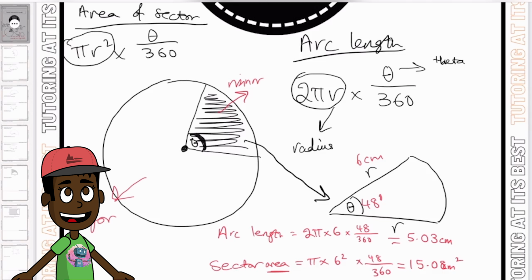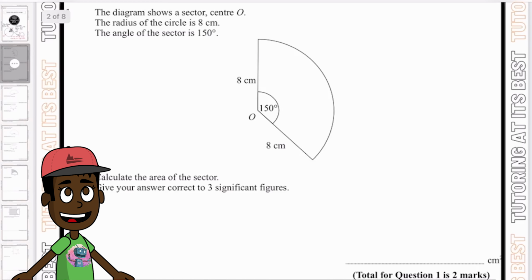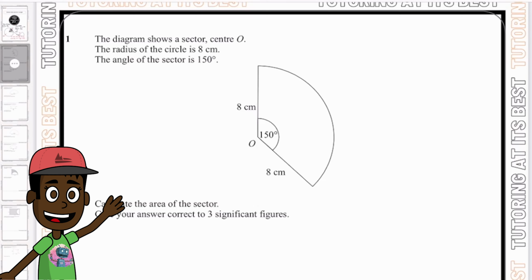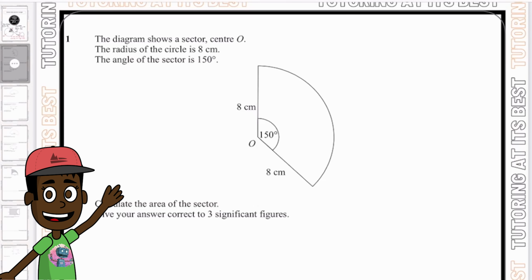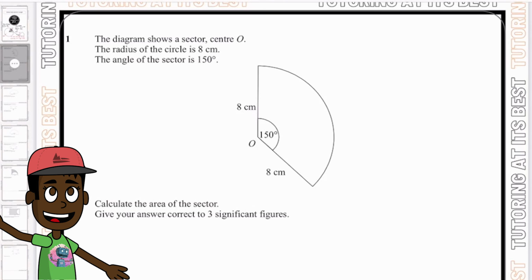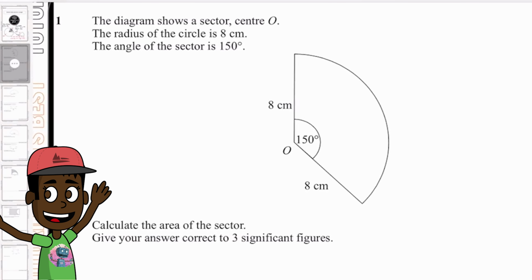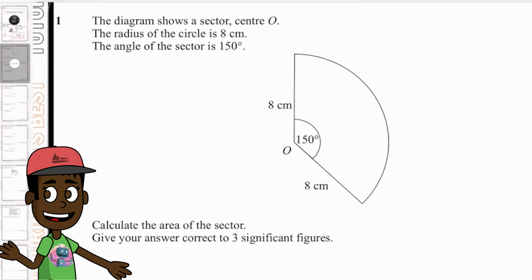Let's now move over to question number 1. The diagram shows a sector, center O, and the radius of the circle is 8 centimeters, and the angle of the sector is 150 degrees. Calculate the area of the sector. Give your answer correct to three significant figures.